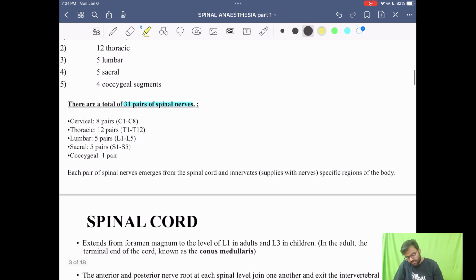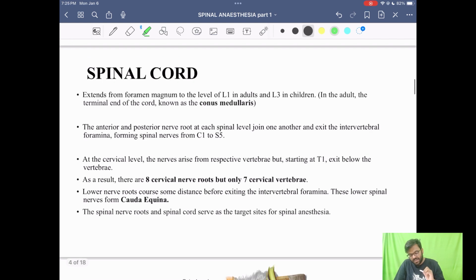Each pair of spinal nerve emerges from the spinal cord and innervates specific regions of the body. We are going to better understand this when we discuss dermatomes. For now, each spinal nerve emerges from the spinal cord and innervates a particular segment in the body. Now we are going to discuss the spinal cord.